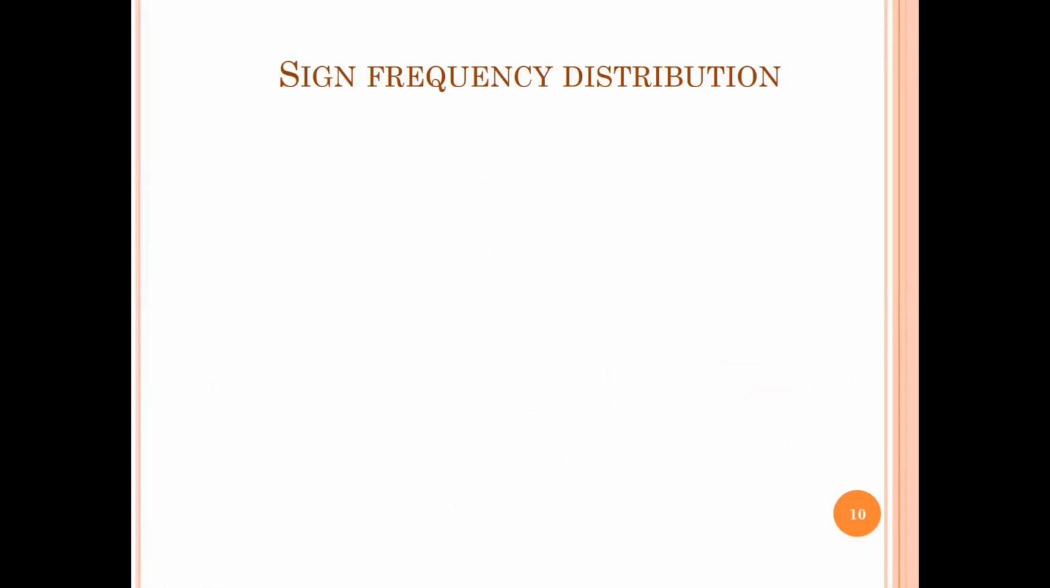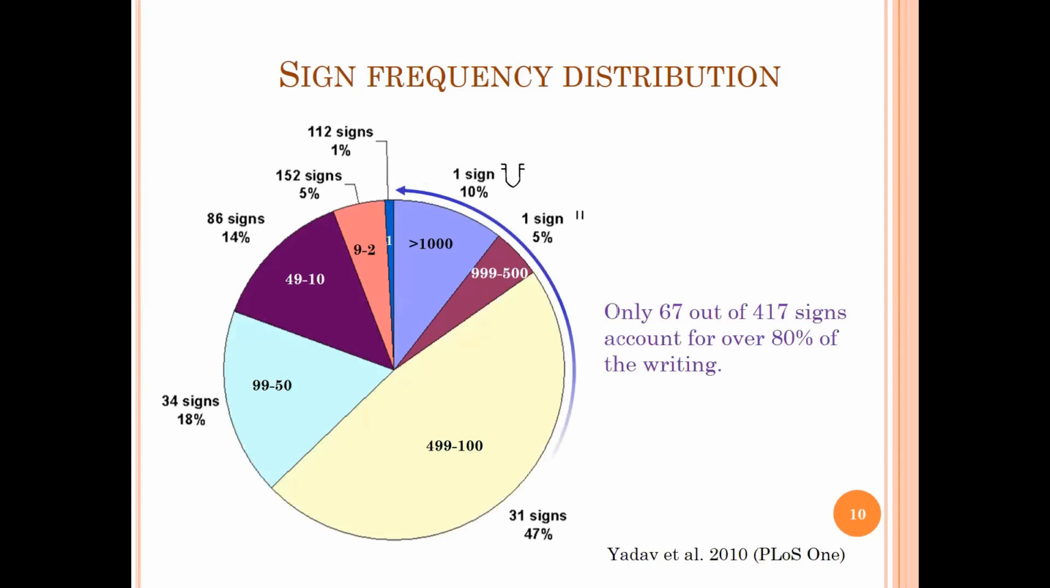When we started our study, we first looked at the sign frequency distribution. I have already told you that in Mahadevan's database there are 417 signs, and this is how the sign frequency distribution looks. Just 67 signs out of 417 account for about 80% of the writing. A very limited number of signs account for the bulk of the writing, and there are a large number of rarely used signs.